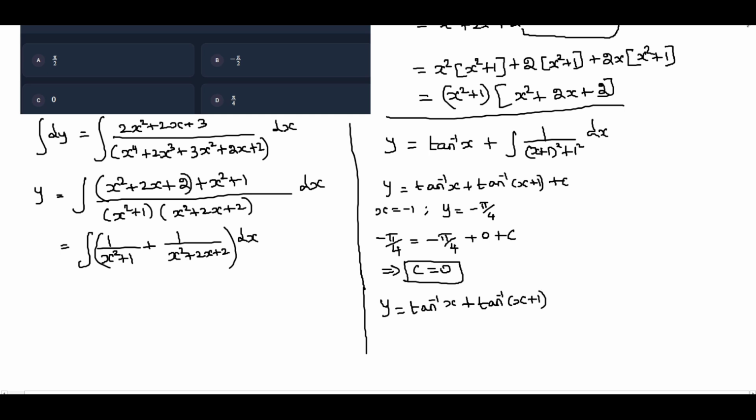Now we need the value of y of 0. y of 0 means the first term will be 0, the second term will be tan inverse of 1, that is pi by 4. So the answer is pi by 4. So D choice.